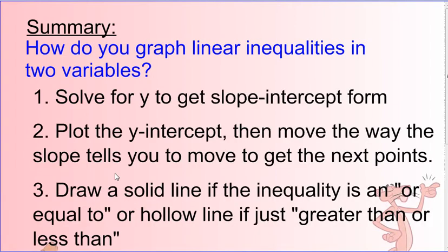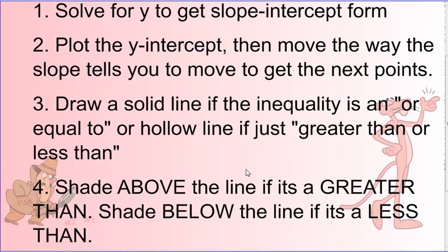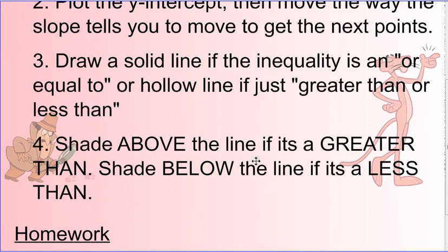Okay, here's what I said. I have mine broken down into about 4 steps here. First, solve for y to get slope-intercept form. Then, you plot the y-intercept on the y-axis. Then move the way the slope tells you to move to get the next points. Then you draw a solid line if the inequality is an or equal to, if it has an extra line underneath, or just a hollow or dotted line if it's greater than or less than. Finally, after you have your line drawn, you shade above the line if it's greater than. You shade below the line if it's less than. And that's what we did.